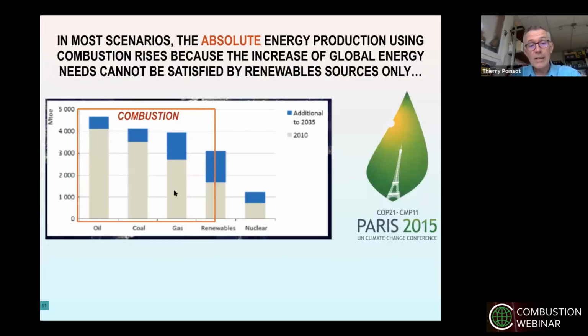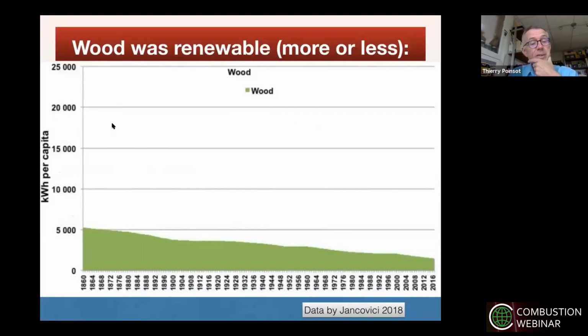Why is that so? Well, if you compare here the energy produced in 2010 to the energy planned for 2035, which is the additional blue zone here, you see that you're going to increase renewables by an enormous amount, like a factor of 2. But the global need for energy is also pretty big, so that we will need to burn more and more. If you look actually at the details of what we burn, you have here the wood over time from 1860 to today. And you see that the wood was more or less renewable, but it was not enough.